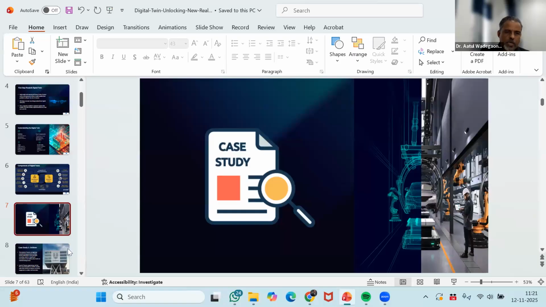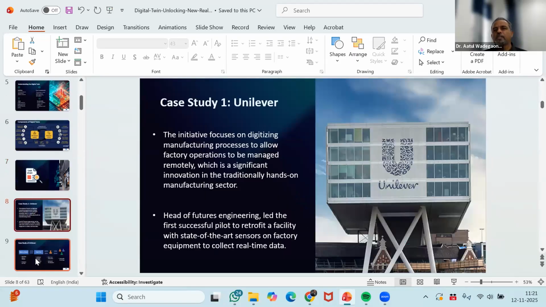We'll take a few case studies now. The first case study is of Unilever. What they planned is they decided to develop a work-from-home sort of mechanism for their Brazil factory. So their focus was digitizing the entire manufacturing process, which, when we talk about mechanical engineering, is typically physical and hands-on. And their plan was to convert this first pilot project into a large-scale project.